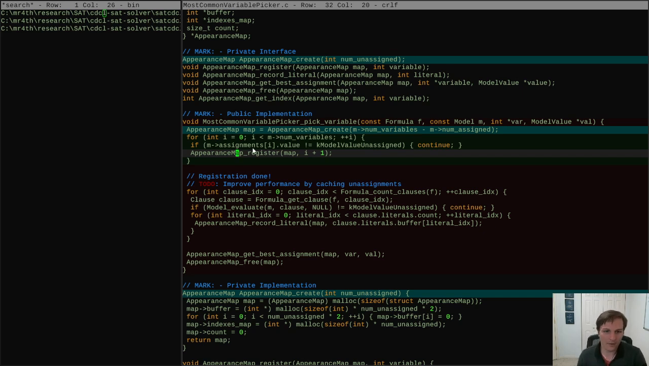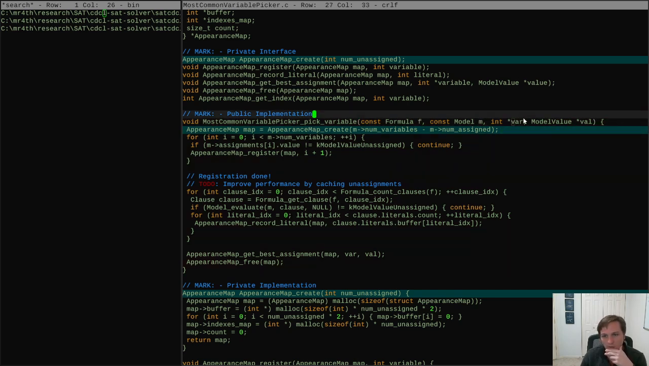All right, I want to read this. So, pick a variable. How do we pick a variable? We got a formula. We got a model. We want to output a variable index and the value for it. And this is a guess, not a sure thing, so we're just using heuristics here. We build something called an appearance map. All right, we need to know what that means.